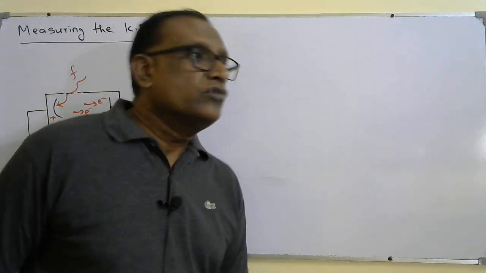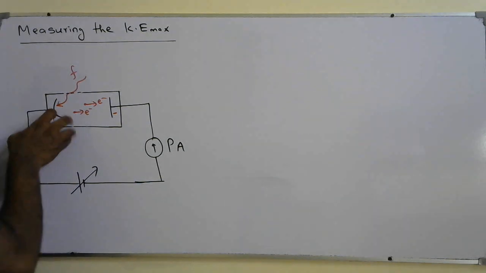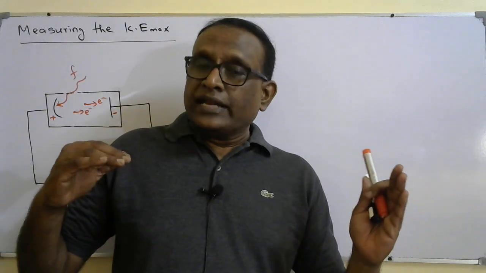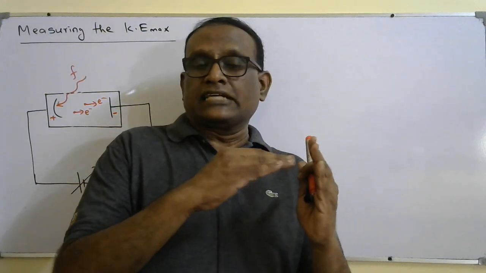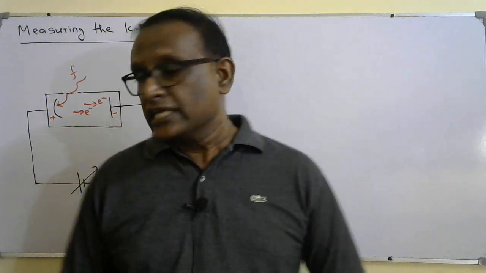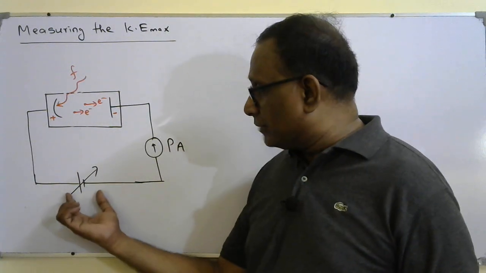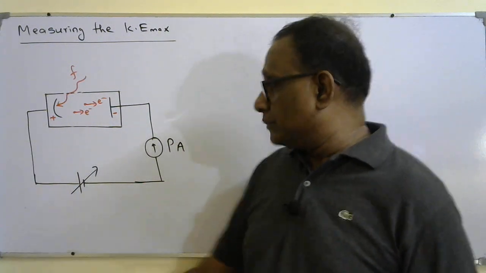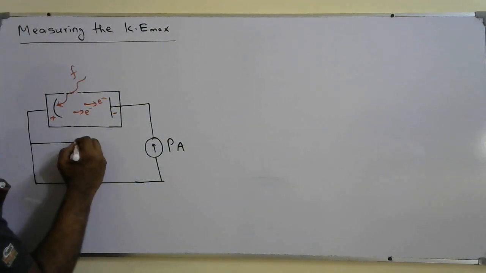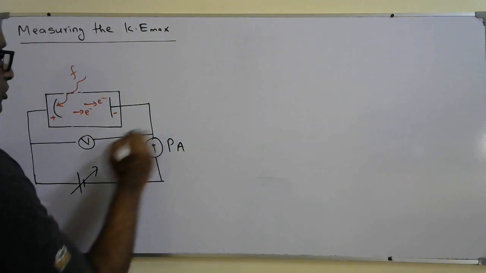When they are released from the emitting electrode, they had kinetic energy. But when they move towards the collecting electrode, they are going to lose their kinetic energy because of the opposing force created by the electric field from this external power supply. And there should be a voltmeter connected here. There must be a voltmeter also.